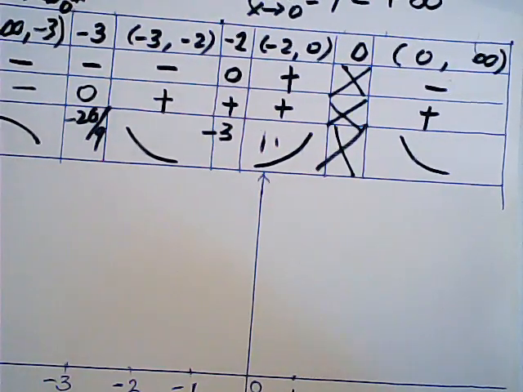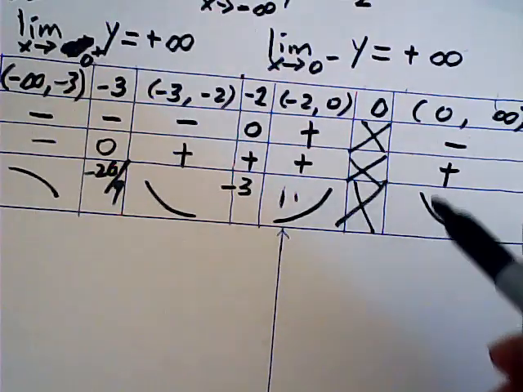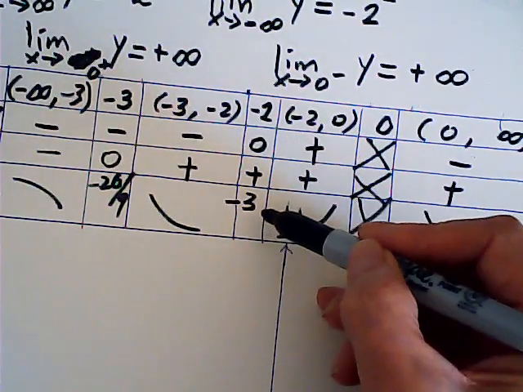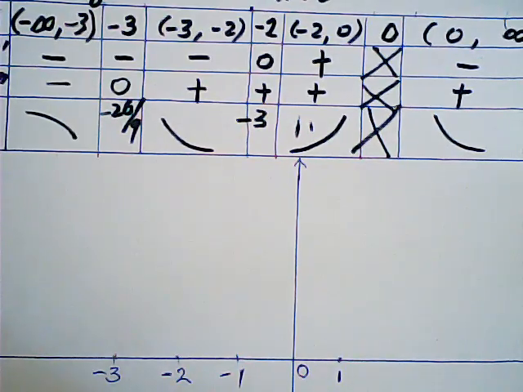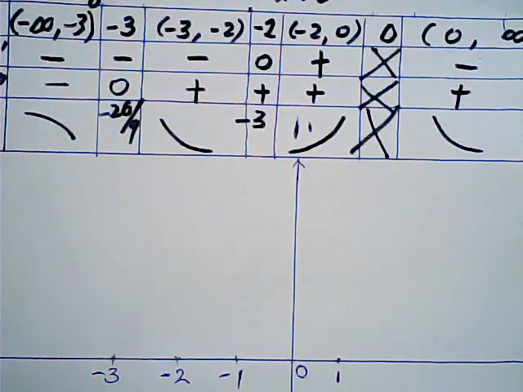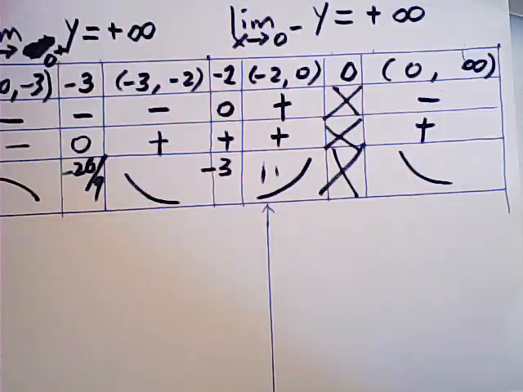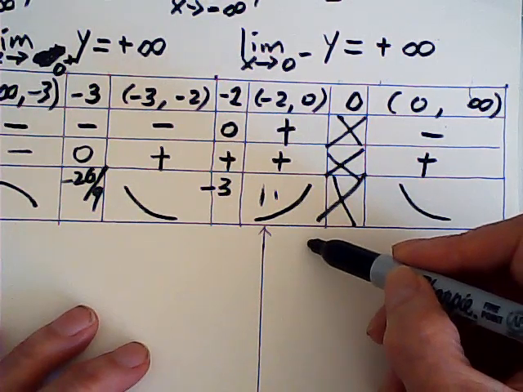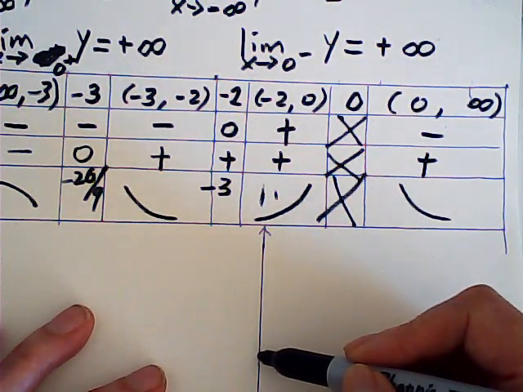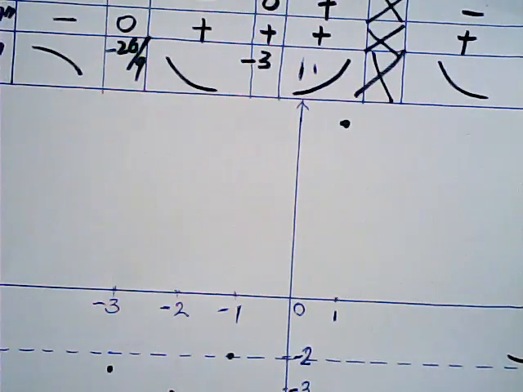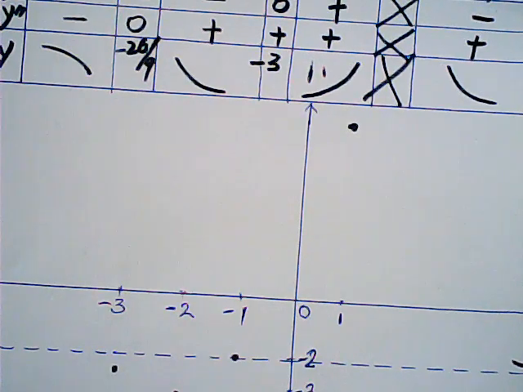And when x is equal to -2, y equals -3, so somewhere here, right? Okay, point. When x equals 1, this is 8, 8 minus 2 is 6. So when x equals 1, y equals 6. This is 3, this is 6. All right?